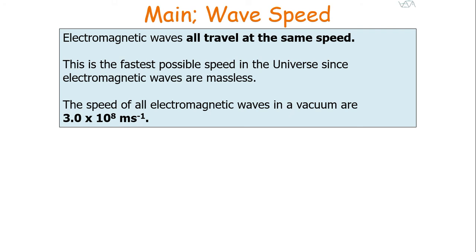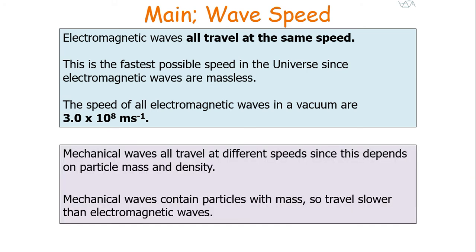Now, let's just recap what we have learnt. Electromagnetic waves all travel at the same speed. That's the fastest possible speed in the universe, since electromagnetic waves are massless. The speed of all electromagnetic waves in a vacuum is 3.0 times 10 to the 8 meters per second. Mechanical waves all travel at different speeds, since this depends on the particle mass and density, and mechanical waves contain particles with mass, so travel a lot slower than electromagnetic waves.